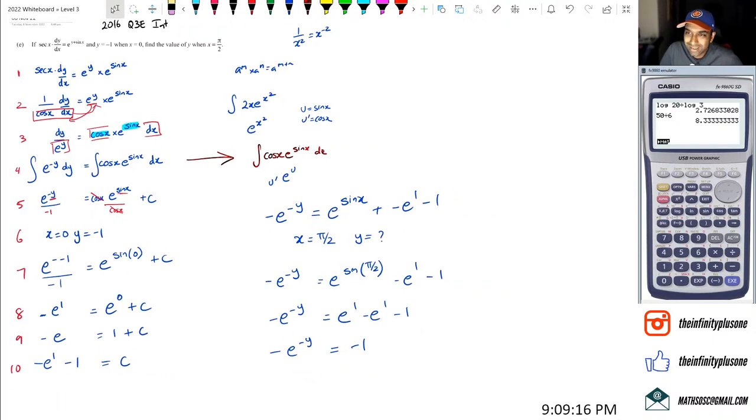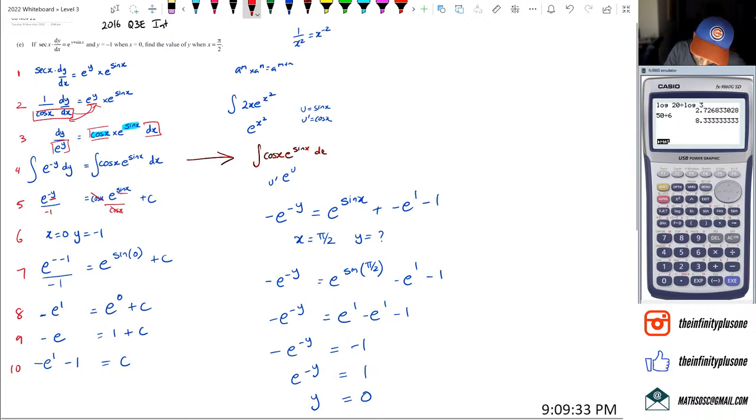So we can kind of keep going here, right? Get rid of the two negatives. We're going to get e to the power of negative y is equal to positive 1. So the only way that any number to the power of something equals 1 is that something has to equal 0. So then we're going to say that y is equal to 0.